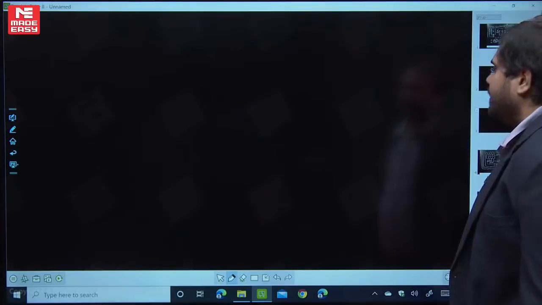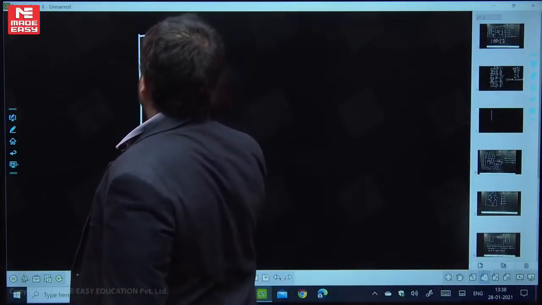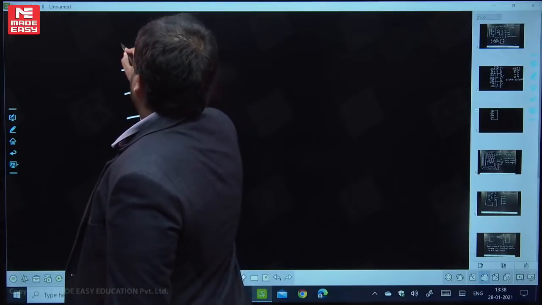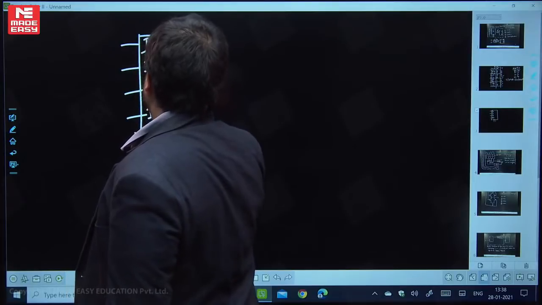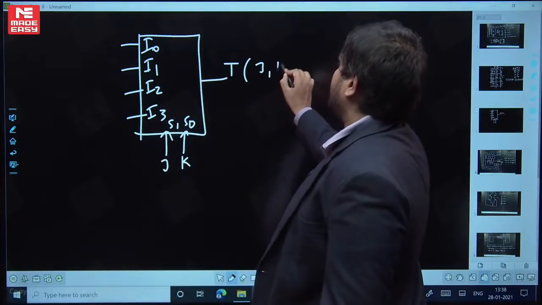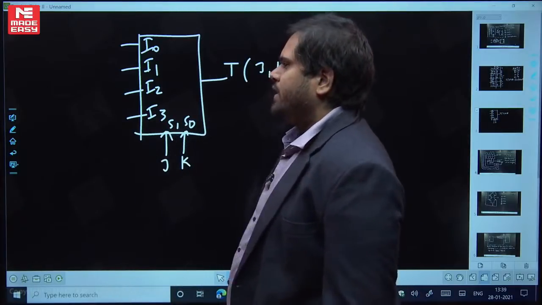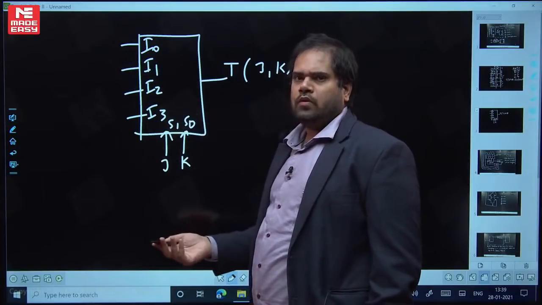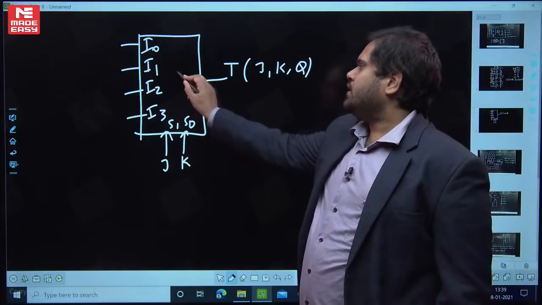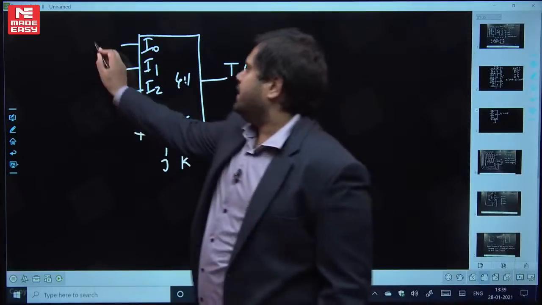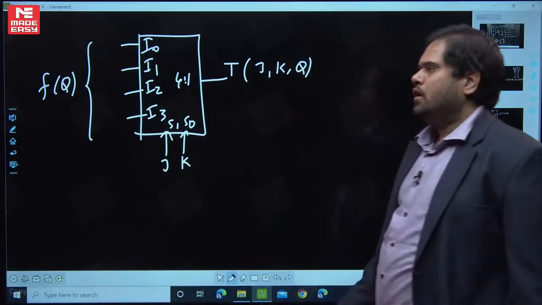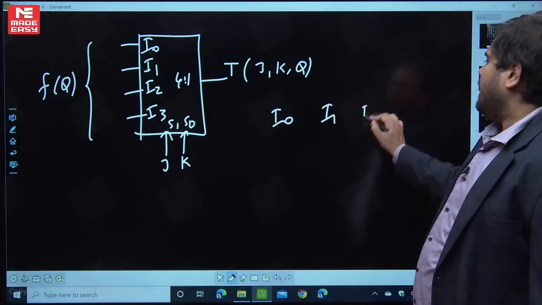Let's take one more slide here. Now what is happening here? If you observe, you have I0, I1, I2 and I3. The select lines S1 S0 are J and K. He is asking for T, which is a function of J, K, Q. So in this question he is asking for the I0, I1, I2 values. It's a function of 3 variables with 2 select lines, so it's a 4:1 mux, and the inputs have to be functions of Q. We already know how to solve a multiplexer question. Now solve it: I0, I1, I2, I3.